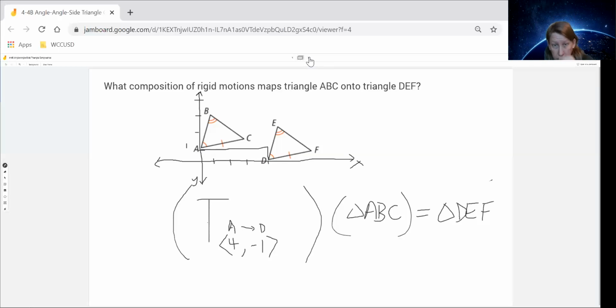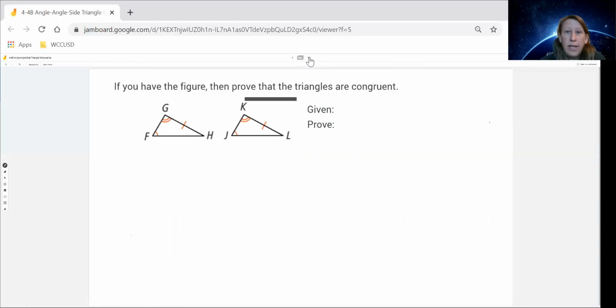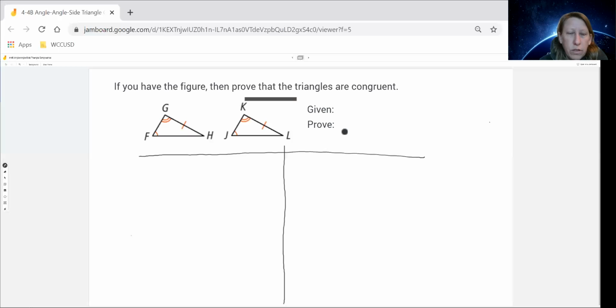Okay, that's fun. Now we'll do it the traditional way. So we have a figure, which we're going to copy. We have our given information. We have what we're trying to prove. Okay, over here goes statements. And on this side, we write our reasons.